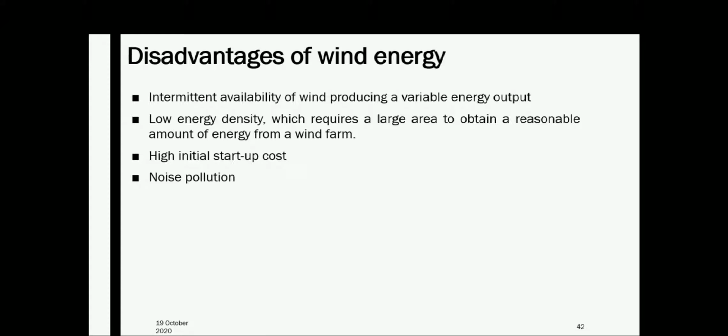The disadvantages of wind energy systems are, as you all know, that they depend greatly upon climatic changes. That is, intermittent availability of wind produces a variable energy output. There is also low energy density, which requires a large area to obtain a reasonable amount of energy from a wind farm. And there is a high initial startup cost; installation cost is high, even though the generation cost is reduced as time progresses. And noise pollution will be there in wind energy conversion systems.